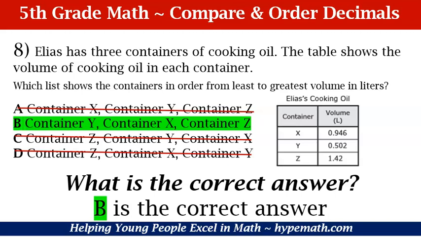B lists the containers from least to greatest. Let's just look at it to make sure. We have container Y, which is 0.502, container X, 0.946, and container Z, 1.42. Yes, that is correct. So B is the correct answer.